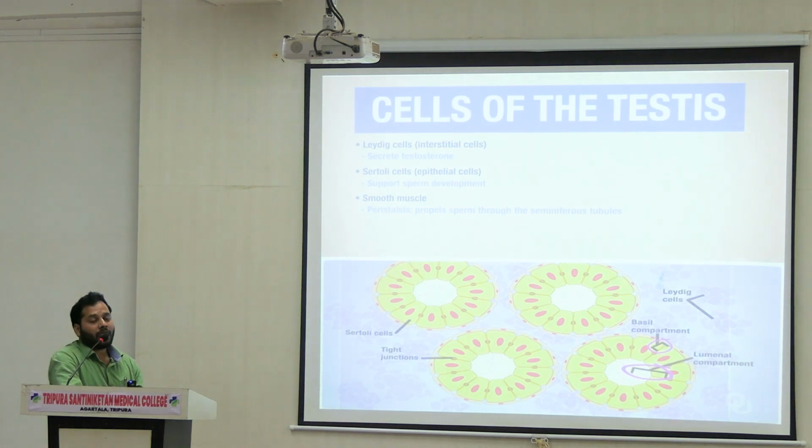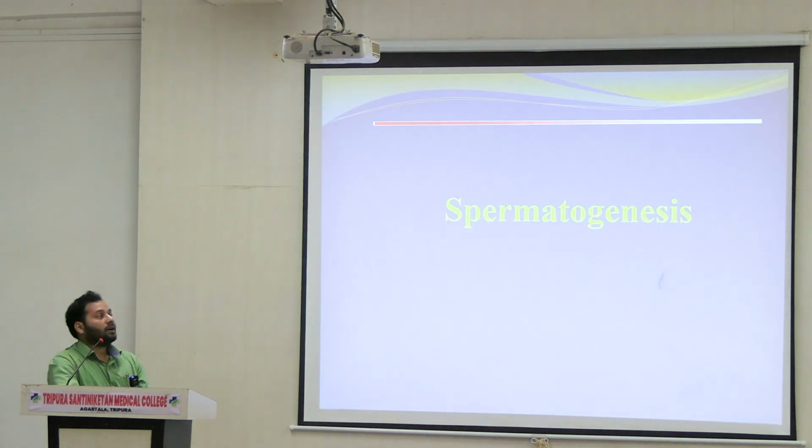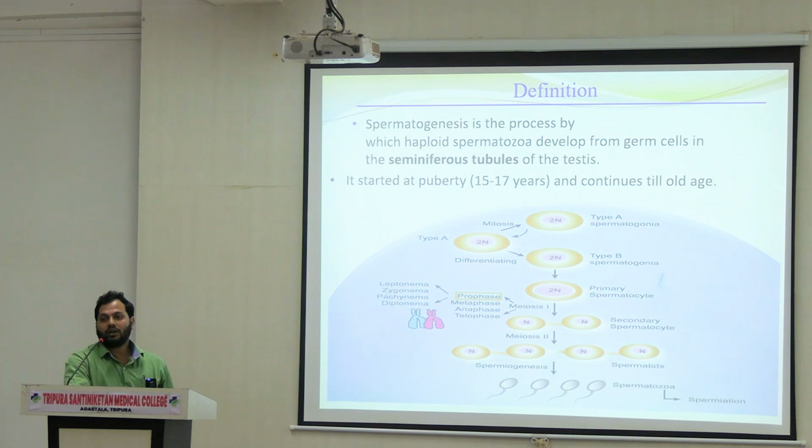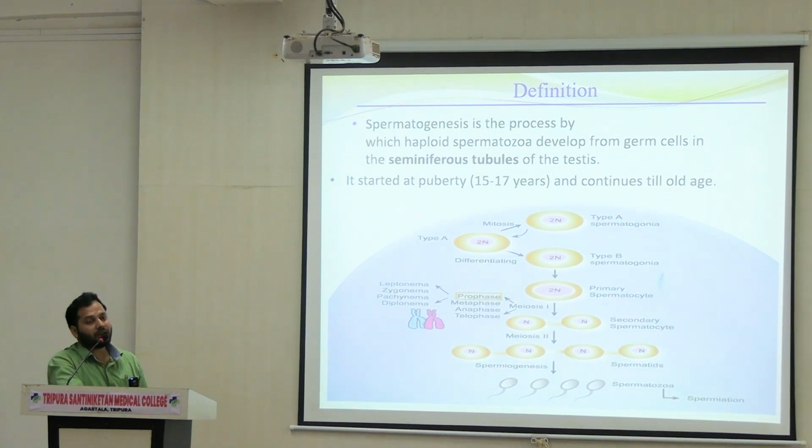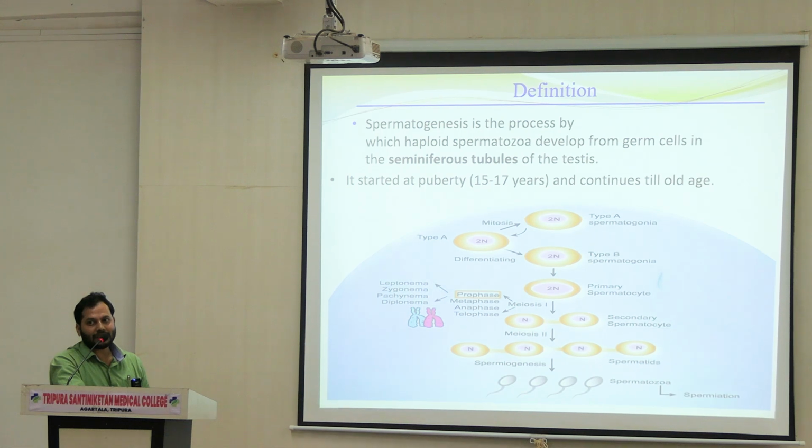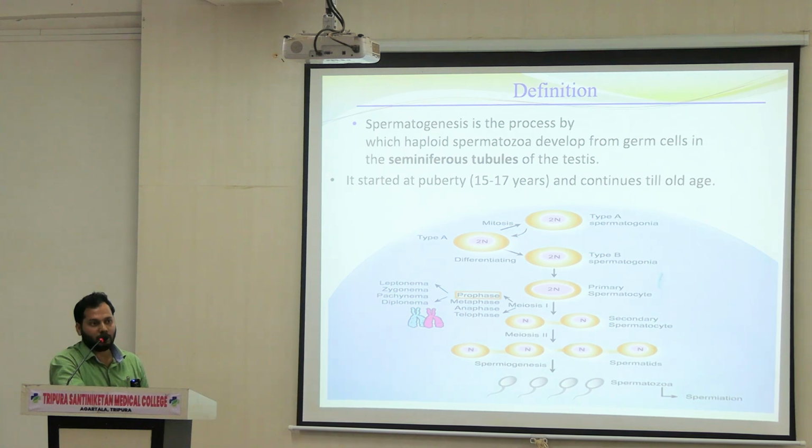See here, this is a general flow of spermatogenesis. So what is the basic definition of spermatogenesis? Obviously, it is a process of formation of sperm cells by a specific process. So now let's see what are the most important events involved in this particular process.